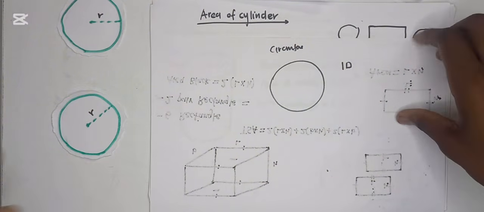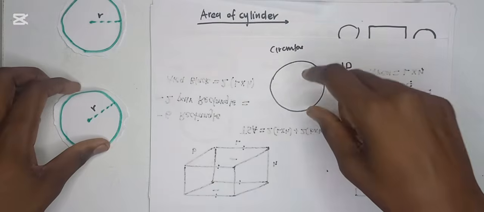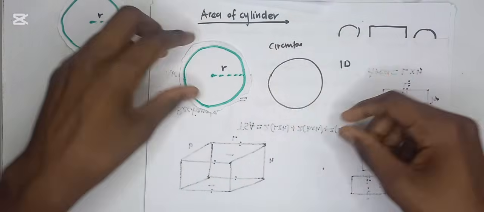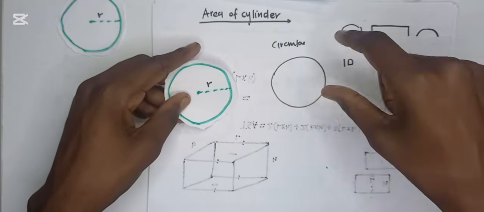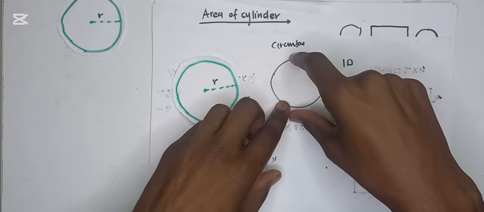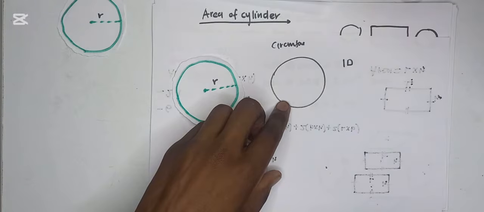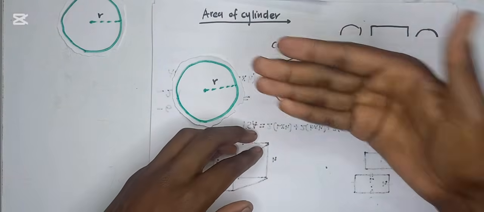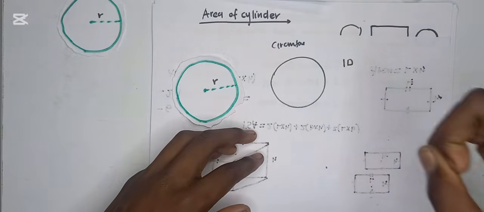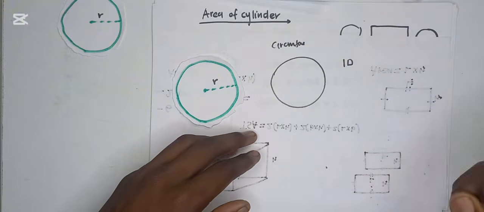So what do I mean? What is the difference between this circle and this circle? The difference between this circle and the circumference is that on the circumference, you cannot see what is at the back of the circumference. You can only see the front part, only one side. Hence, it's called a 1D object.